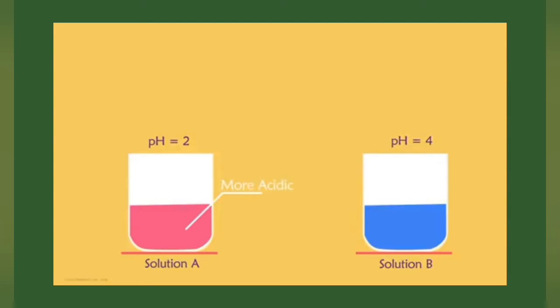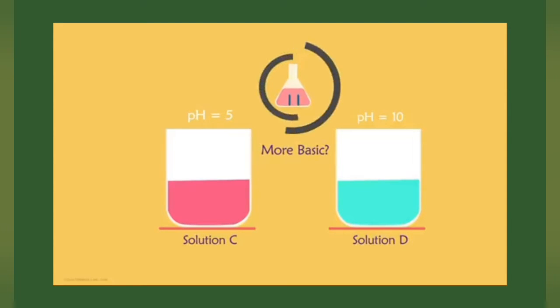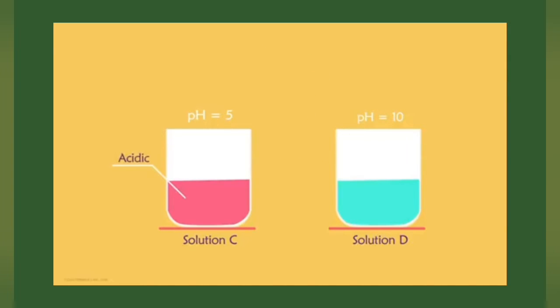Yes, solution A is more acidic as its pH is lower. Here's another one. Solution C has pH of 5 and solution D has a pH of 10. Which one is more basic? Note that solution C is acidic and solution D is basic. So relatively, solution D is more basic and we can see that its pH is higher too.